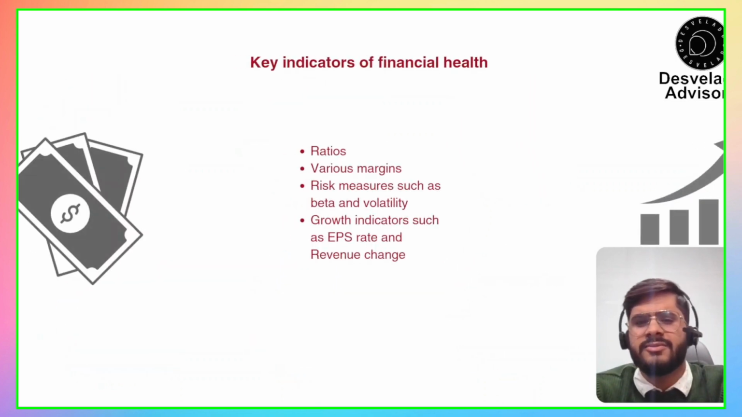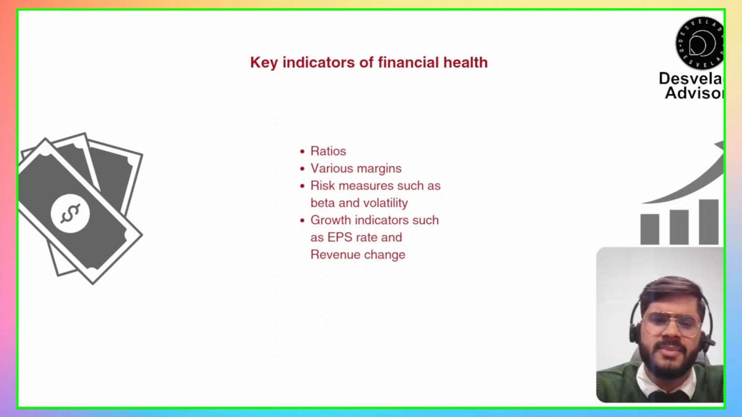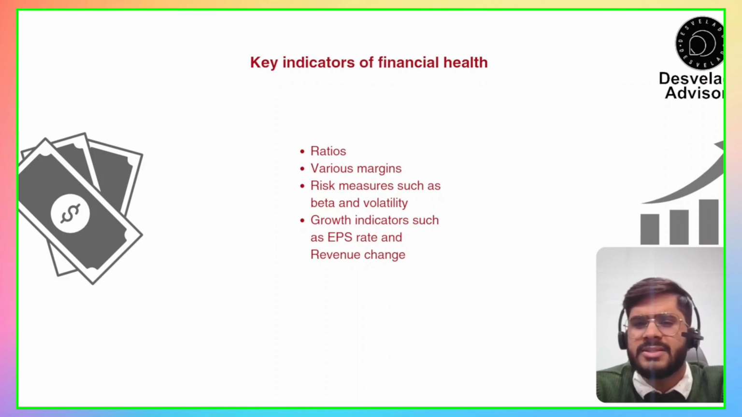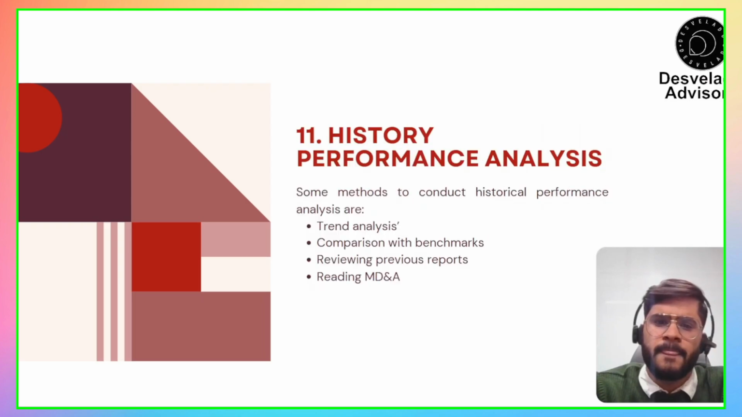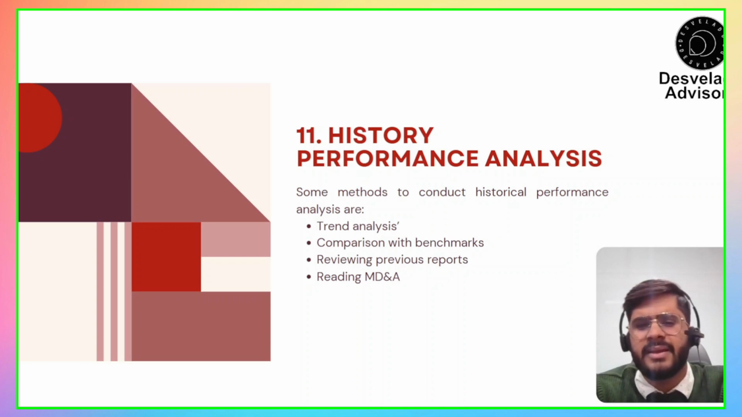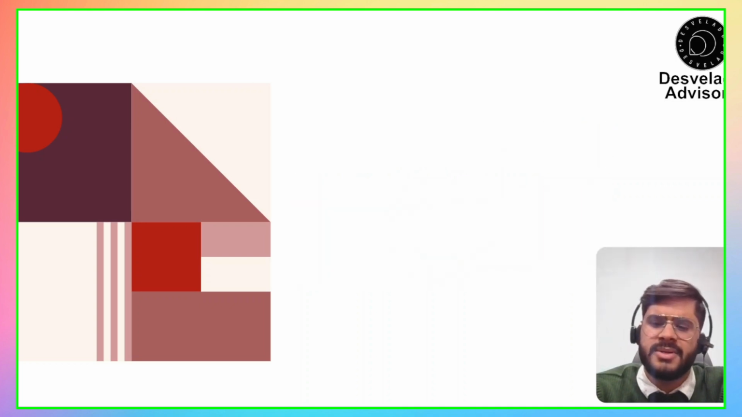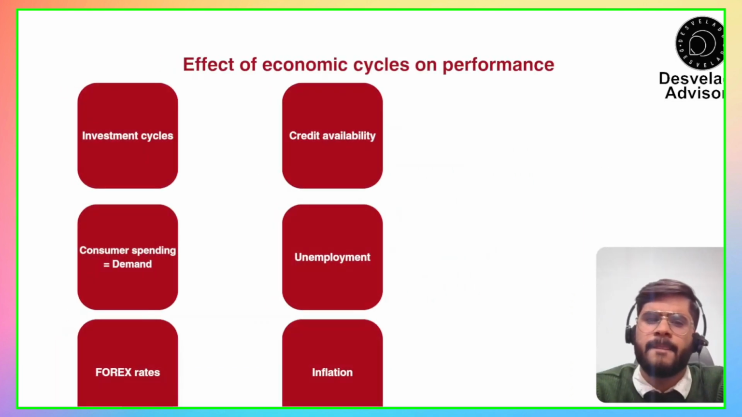And now the key indicators of financial health are ratios, your various margins like gross profit, operating margin, net margin, and various risk measures like beta and volatility of the price of the share. And growth indicators are change in EPS and revenue change. Now historical performance analysis can be done through trend analysis, comparison with benchmarks, reviewing previous reports, and reading management discussion and analysis. And now we also have to look for the effect of economic cycles on performance.